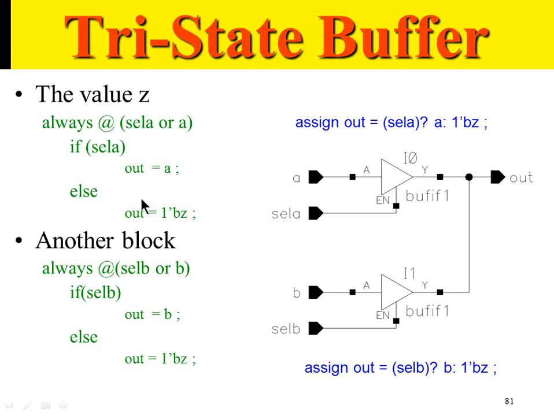Now this is a behavioral way of doing it. You can use a continuous assign statement. Assign out is equal to select_A question mark A, the conditional operator. So if select_A is high, A is going to output, else Z is going to output. So you tri-state the output if select_A is 0.